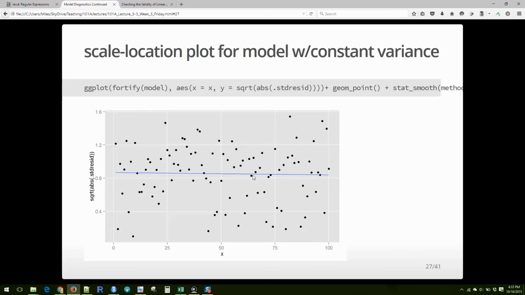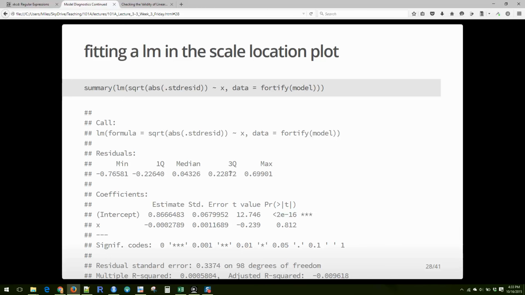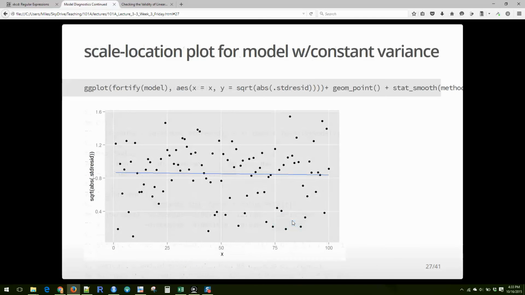Okay, and ideally, if we have constant variance, then the slope will not be significant. So here I fit a linear model between the square root of the absolute value of the standardized residuals against x, and what we see is that the estimated slope is practically 0, and I've got a p-value of 0.8. Okay, so when you have constant variance in your model, you're going to have a flat line or something close to a flat line.